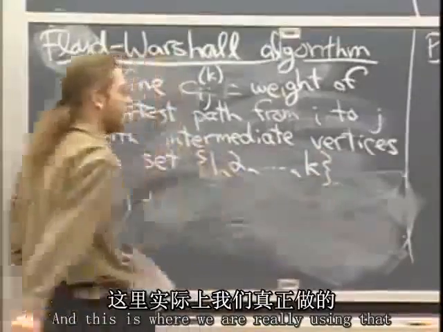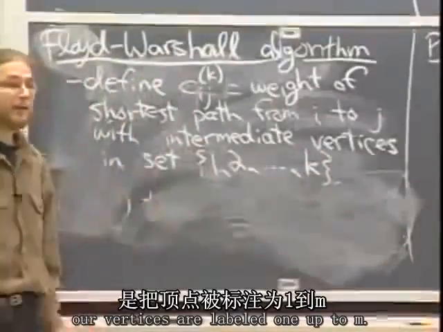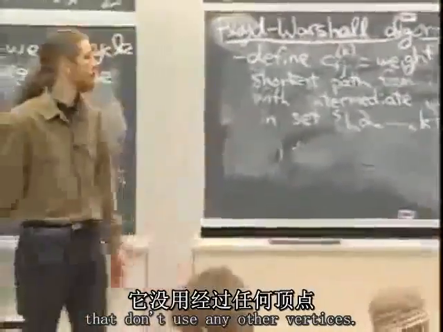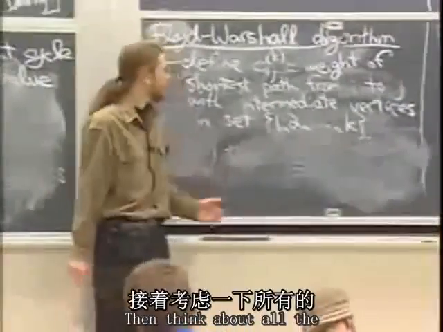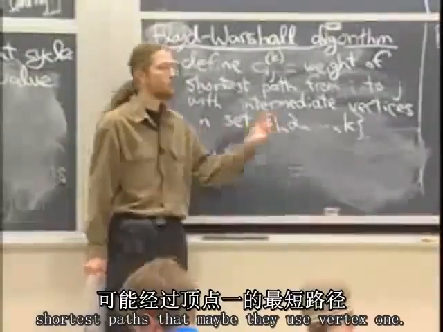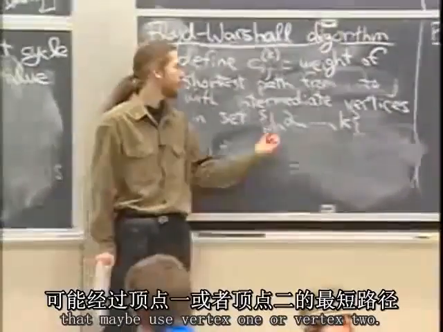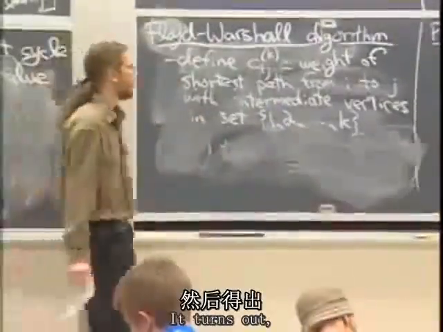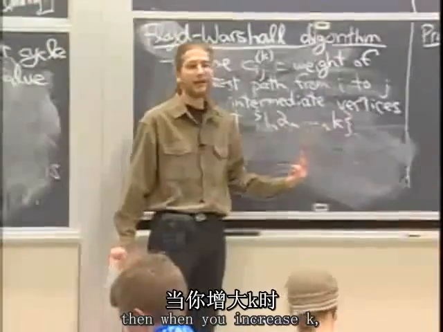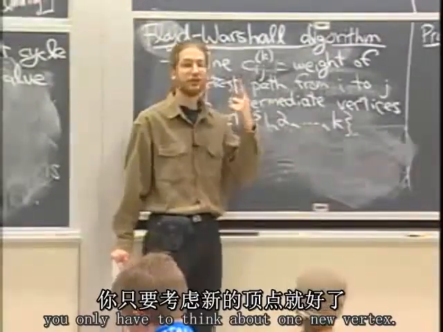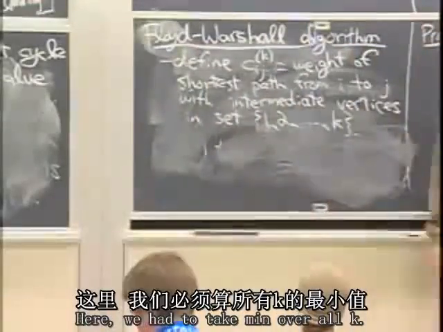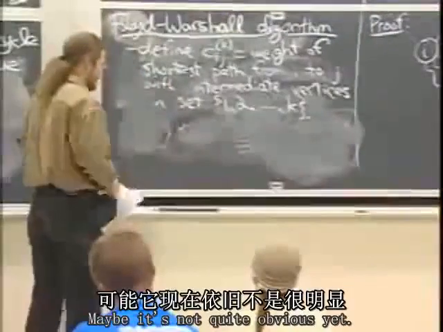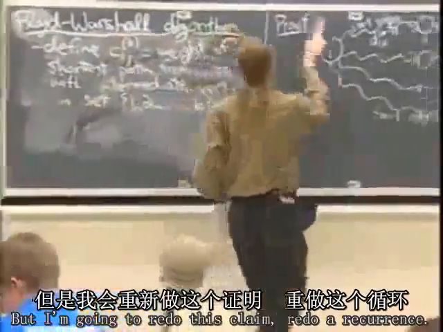And this is where we're really using that our vertices are labeled 1 up to n. So I'm going to say, well, first think about the shortest paths that don't use any other vertices. That's when k is like 0. Then think about all the shortest paths that maybe they use vertex 1. And then think about the shortest paths that maybe use vertex 1 and vertex 2. Right? Why not? You could define it in this way. Turns out, then when you increase k, you only have to think about one new vertex. Here we had to take a min over all k. Now we know which k to look at. Okay, maybe that makes sense. Maybe not quite obvious yet. But I'm going to redo this claim.